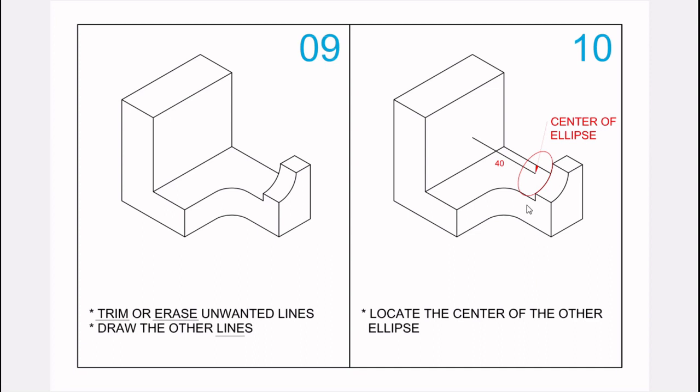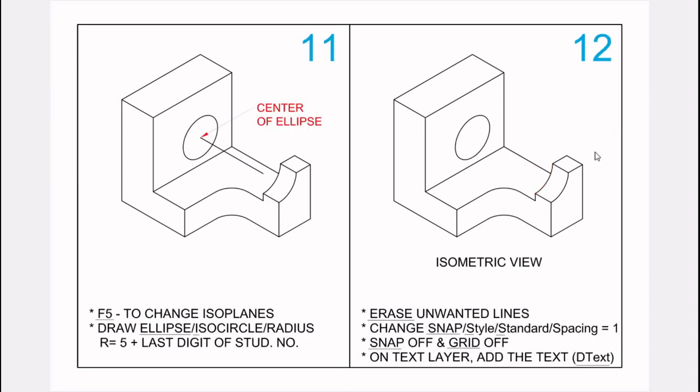Now we need to locate the center of the circle here at the back, because the hole is going through the circle. So we make a construction line from the center of this ellipse with a distance of 40 going to that direction. The edge of this line will now be the center of our ellipse there. So we draw the ellipse still using the same method. Ellipse, isocircle, radius. This radius is the same radius that we used here. So that's 5 plus 6, that'll be 11.